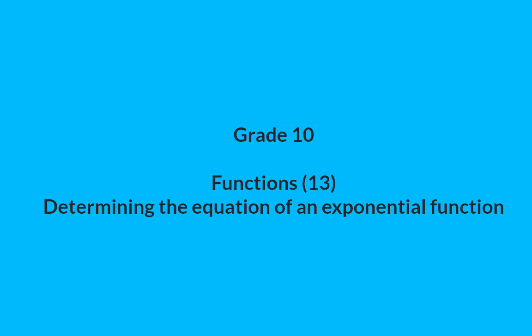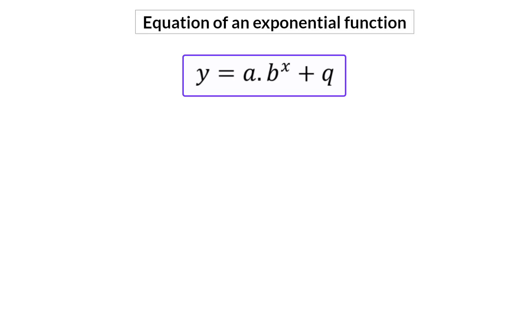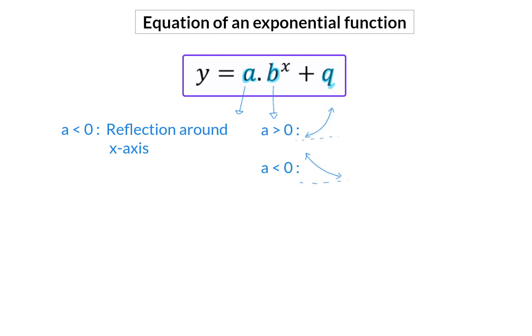In this video, we are going to determine the equation of an exponential function. When determining this equation, there are three different variables that you might have to determine. The a value will indicate whether there was a reflection around the x-axis. The b value indicates if this graph will be increasing or decreasing, and the q value once again shows us the horizontal asymptote.